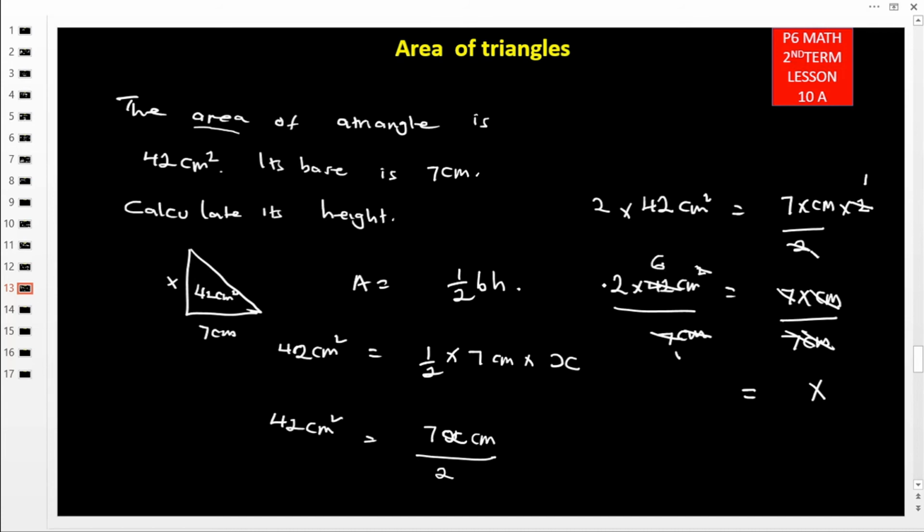So 7 times 2, it becomes a 12. But remember, 1 centimeter went with 1 centimeter, so 12 centimeters. So they did not ask for x, they asked for height. So you say the height is 12 centimeters.